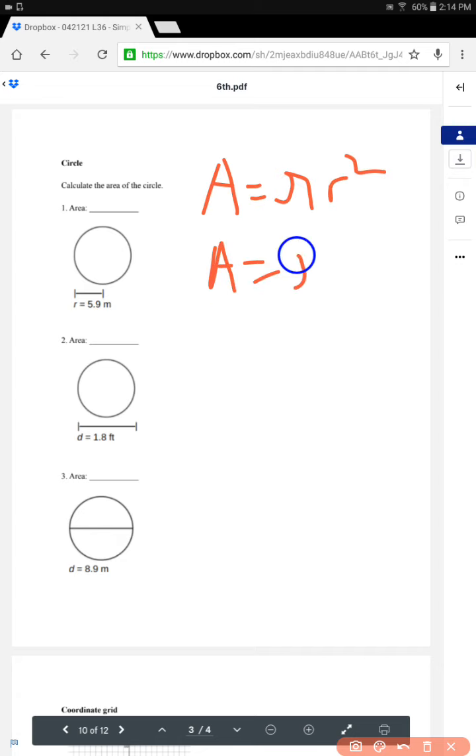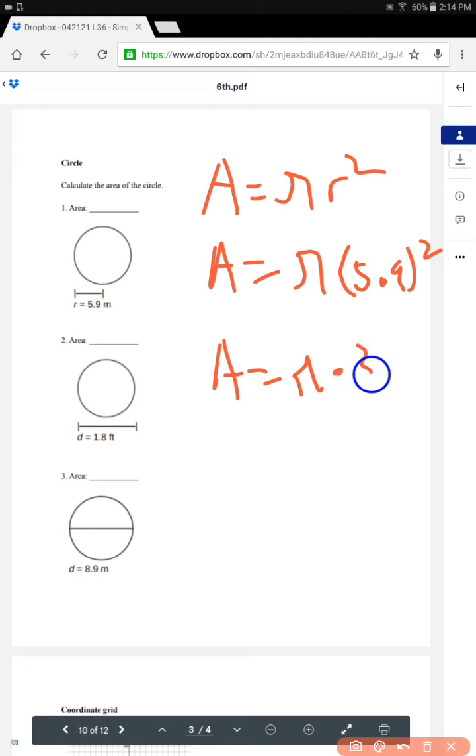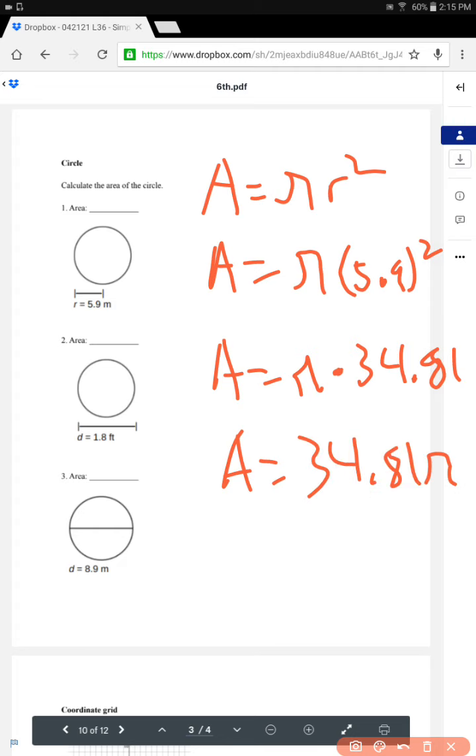Area for this circle is going to be pi times 5.9 squared, which equals, what was it? Pi times 34.81, I think. I forgot already. So anyway, how you would write this is 34.81 pi. I think it was 34.81 pi. Anyway, yeah.